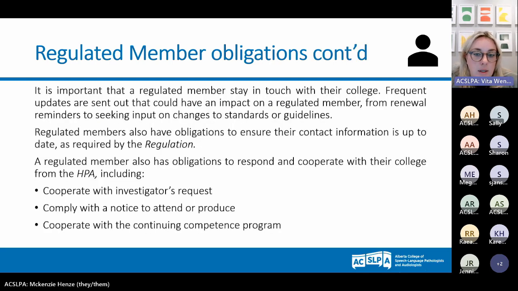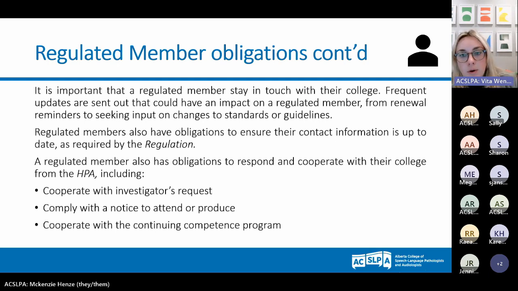So I spoke about this a little bit earlier, but it's important to remain in contact and comply with the college. There are definitions within the Health Professions Act regarding obligations to comply. So we use the example of complying with an investigator or complying with continuing competence programs. And it's also broader, just ensuring that you respond to the college and comply with requests potentially. There are obligations defined within the HPA.